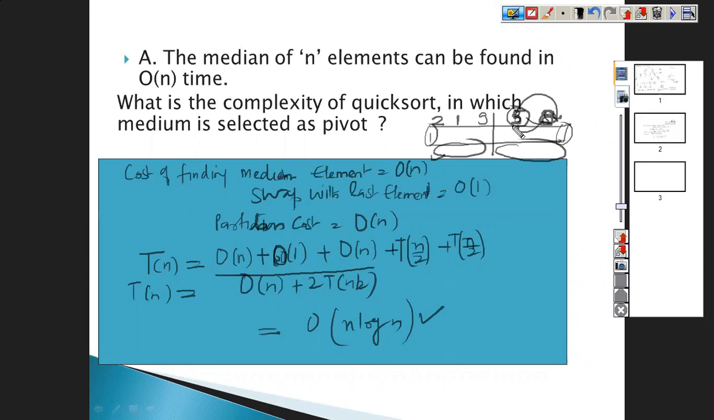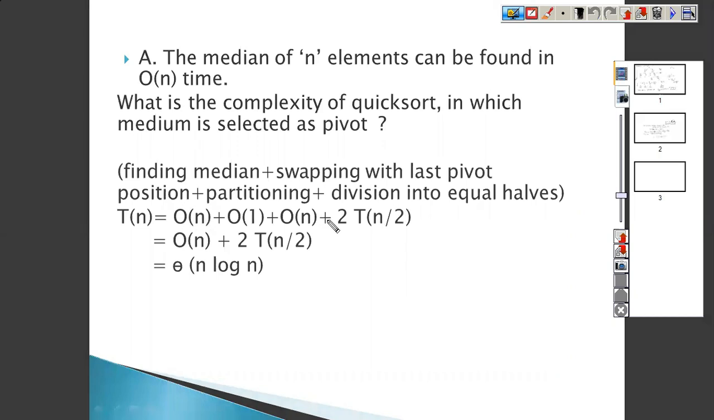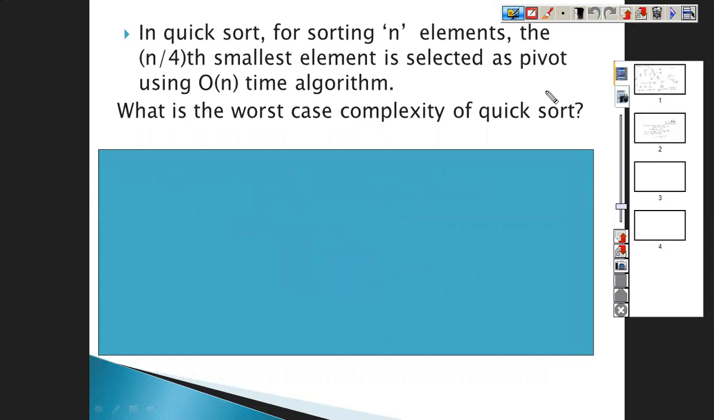Okay, so let's take one more example. The solution is already given here. This is already there on the e-class. You can check it there. Okay, take one more example here.